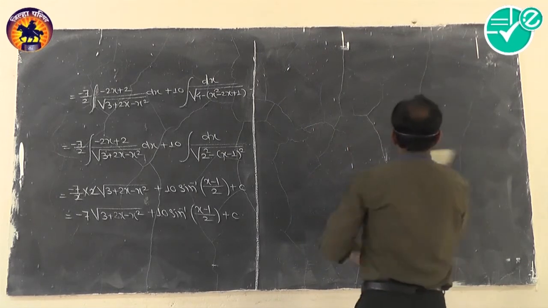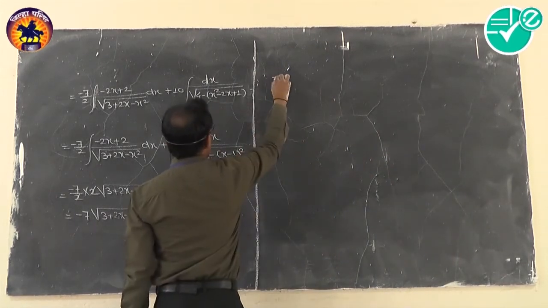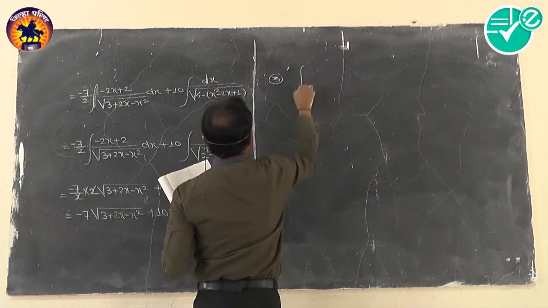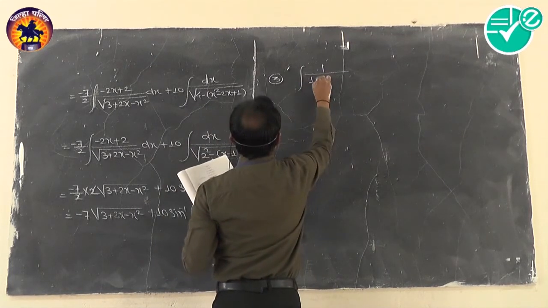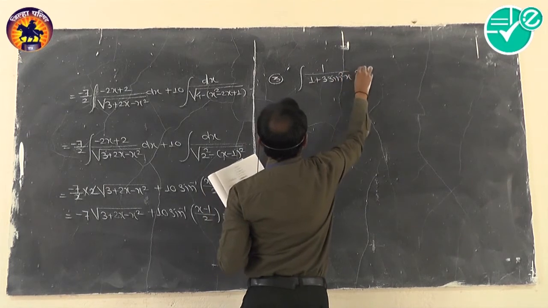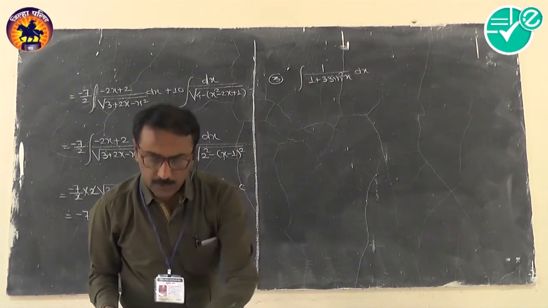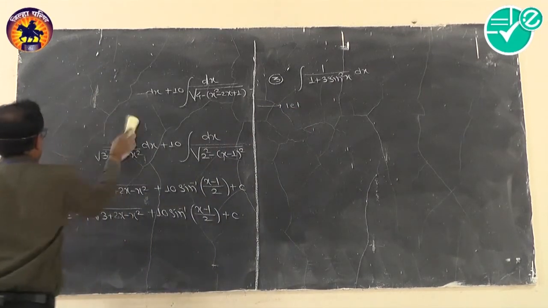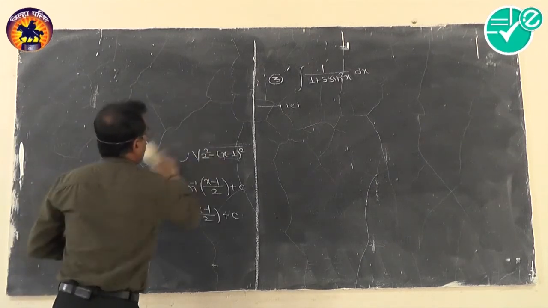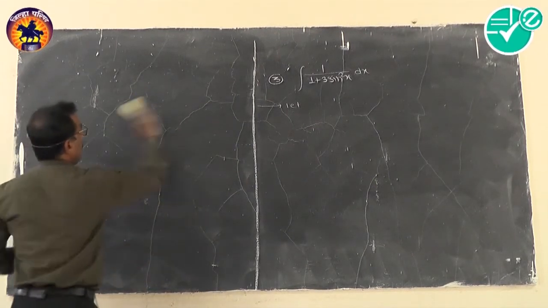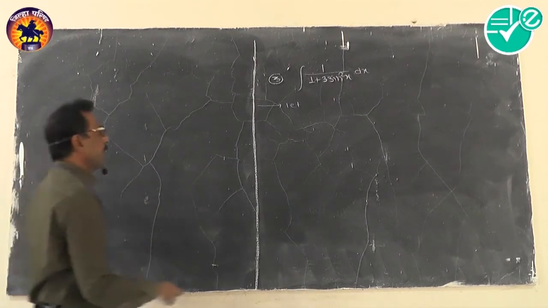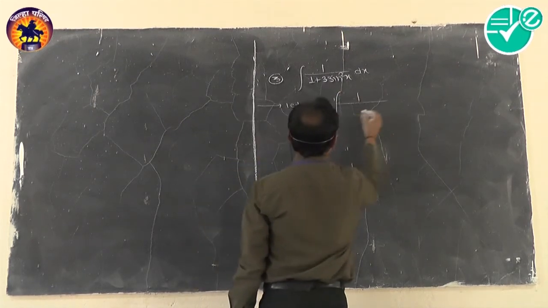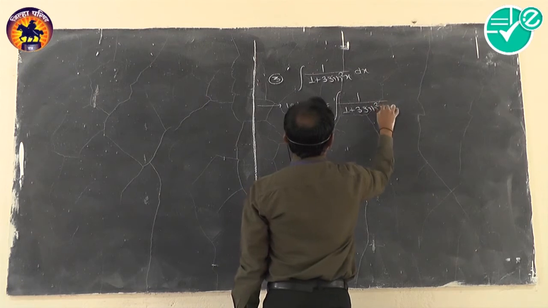Now take a few examples of the last format. Next format, question 3: integration of 1 upon 1 plus 3 sine square x dx. Now it is in routine format. Your procedure is like this. This is one of the typical or straightforward problems of a special type, that is 1 plus 3 sin square x dx.